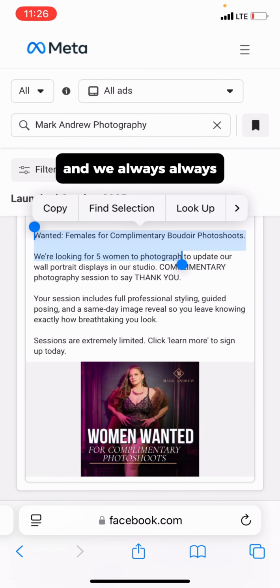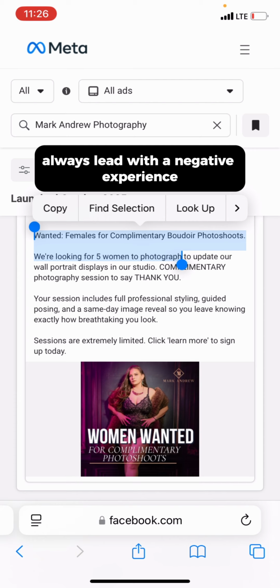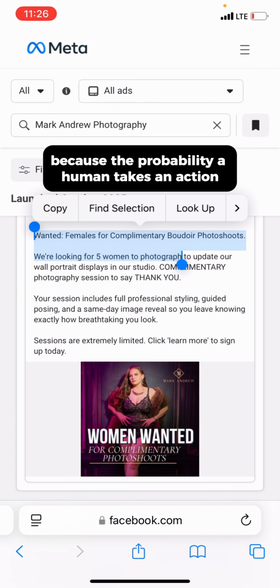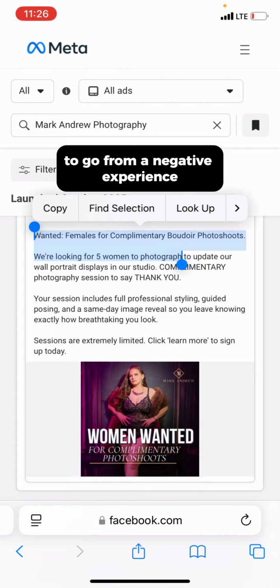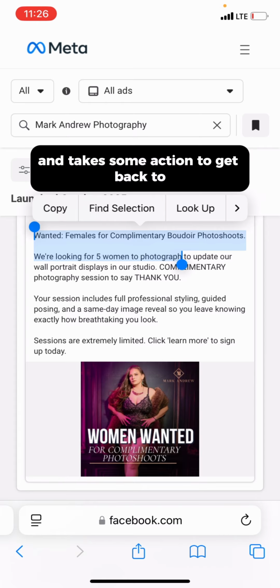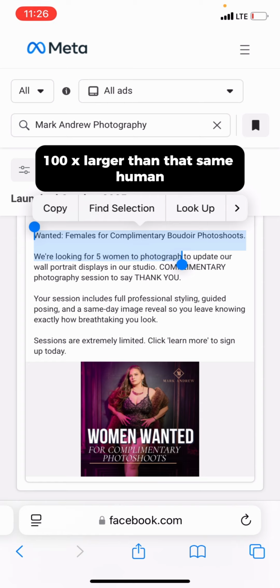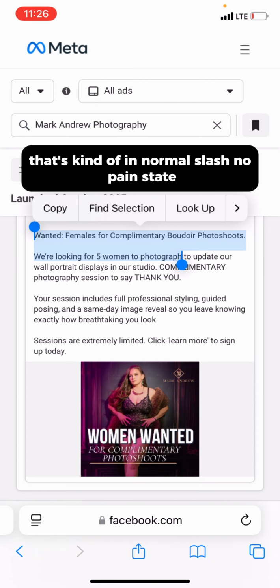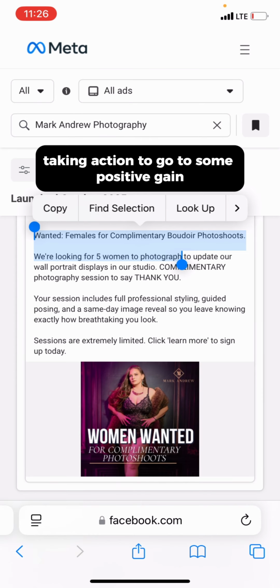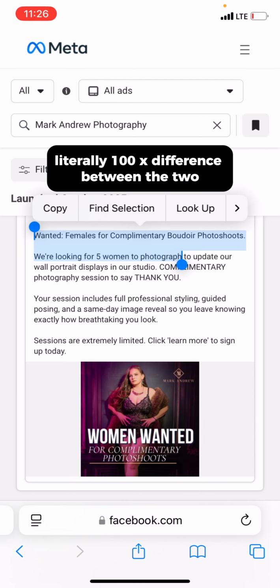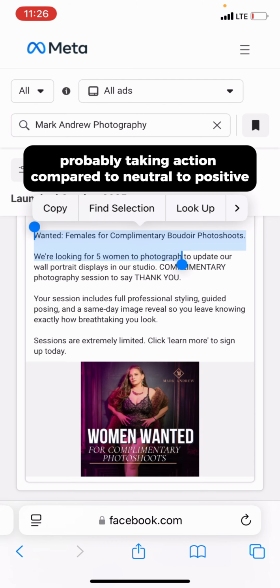And we always, always, always lead with a negative experience, because the probability a human takes an action to go from a negative experience, aka pain, back to normal, neutral, no pain, is literally 100x larger than that same human, in a normal, no-pain, neutral state, taking an action to go to some positive gain, some pleasure state. Literally a 100x difference between the two.